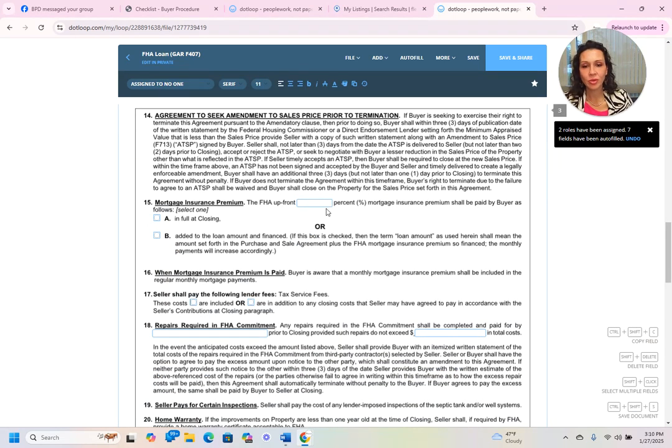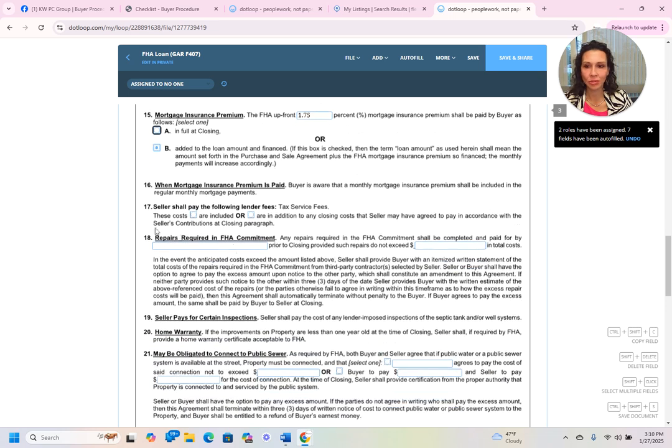Down here under the mortgage insurance premium, 1.75 has not changed since I've been in the business. Ask your lender if you have questions, but that's what the upfront funding fee is. Most people are not going to want to pay 1.75. They don't have the funds to do so, so it's going to be added to the loan amount.